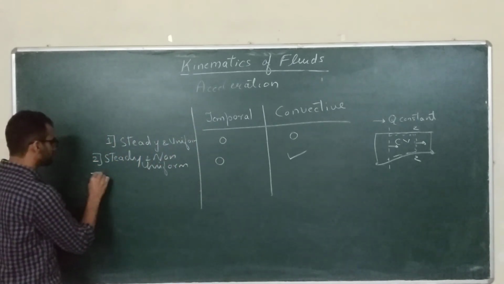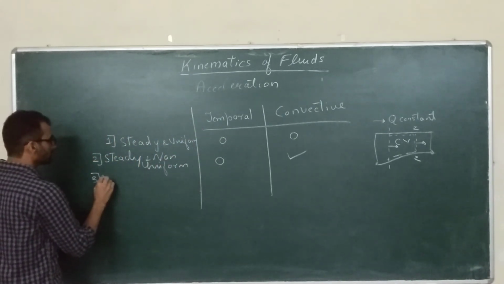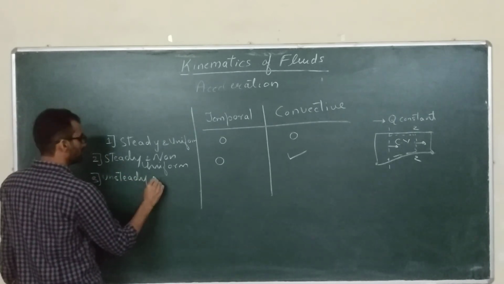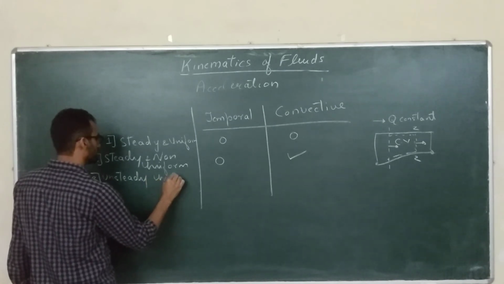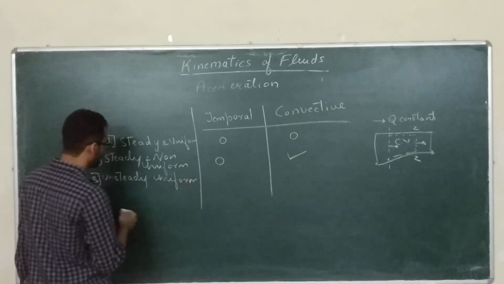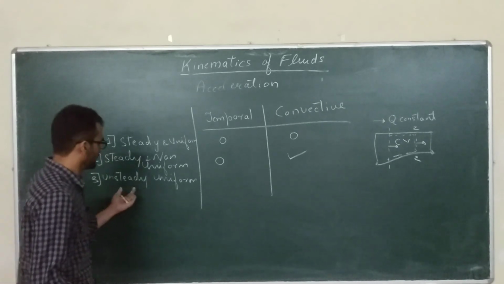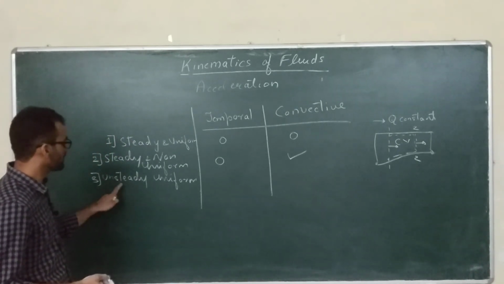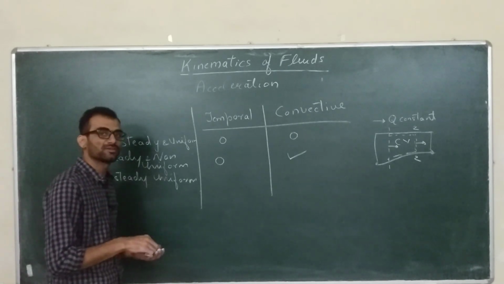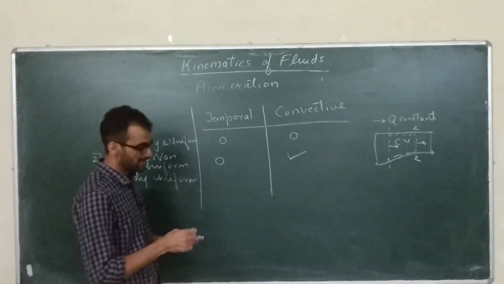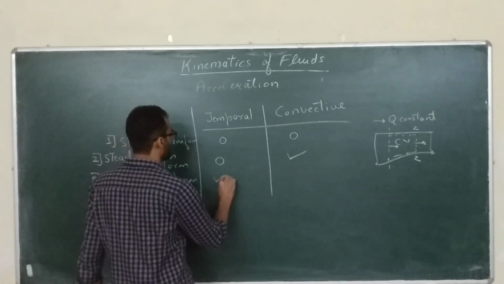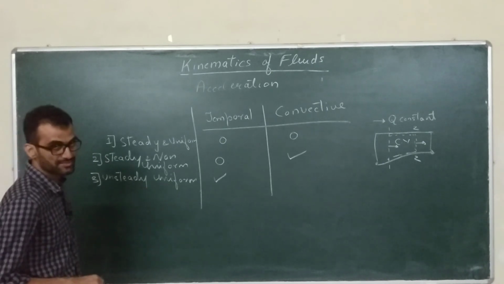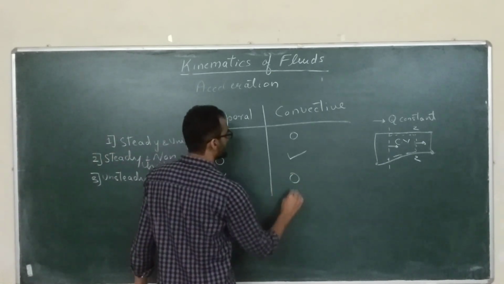Third type is unsteady and uniform. Now we can just imagine and find out which acceleration will be present. Flow is unsteady, it means at a particular point velocities will change with time, so we will get a temporal acceleration. However, if the flow is uniform, velocities will not change with space, so convective acceleration will be 0.